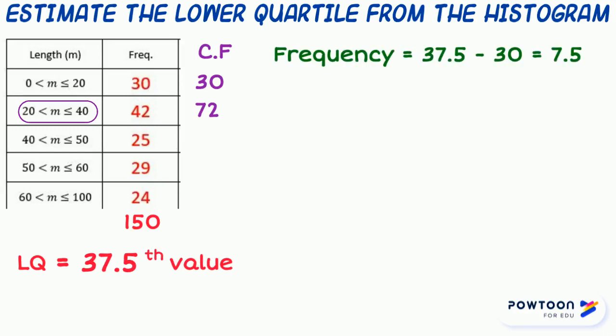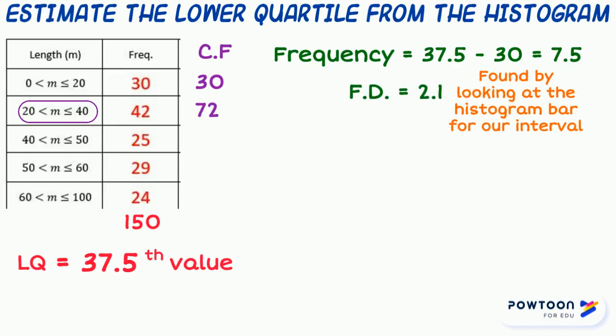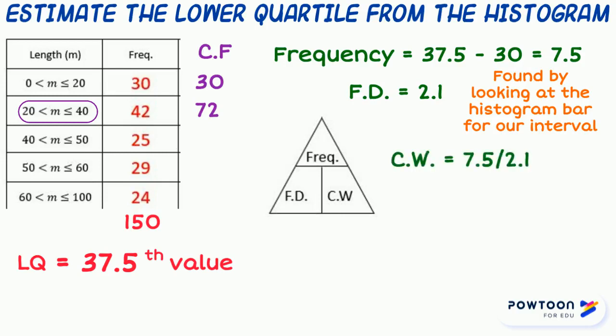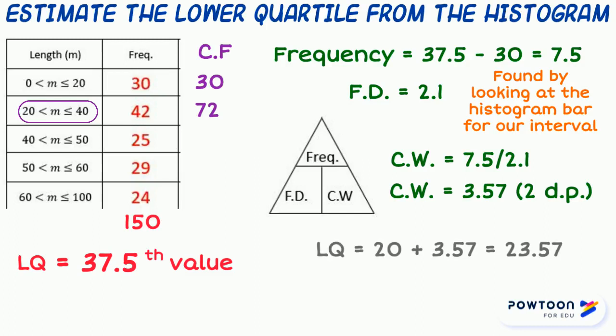Next, we can look back at that histogram and look at the bar from 20 to 40, our interval, and see that the frequency density is 2.1. Now to find the class width, we will just do our frequency and divide it by our frequency density, and we end up getting 3.57 to 2 decimal places. The last step is to say that's how much more it is than our lower bound, so it's 20 plus 3.57 to get an answer of 23.57.